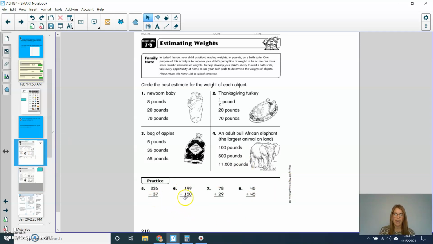So second graders, for 5 and 6, you are subtracting, and then for 7 and 8, you are adding. So could you solve these 4 problems? Press pause and then press play when you're ready to check.